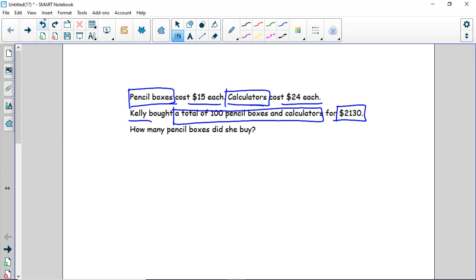All right, let me clarify again. To use the method, you have to look out for two totals. The first one is the total number of items, and the second one is the total amount of money. Later on, you will see why you need these two totals. And how many pencil boxes did she buy?